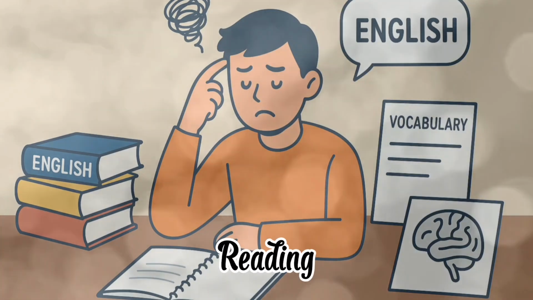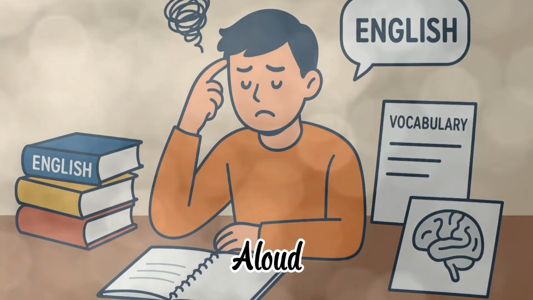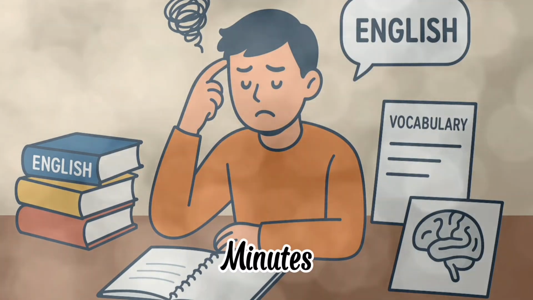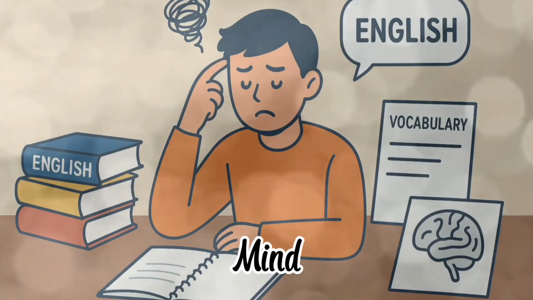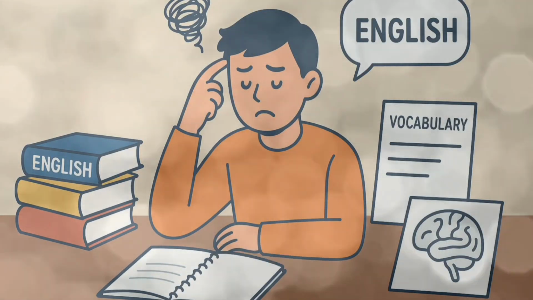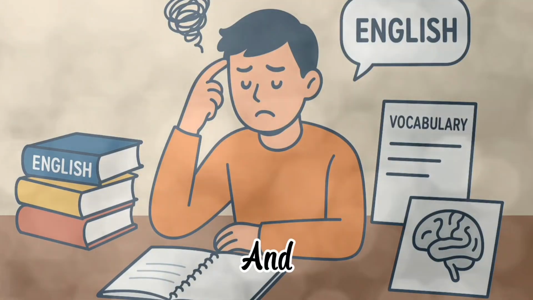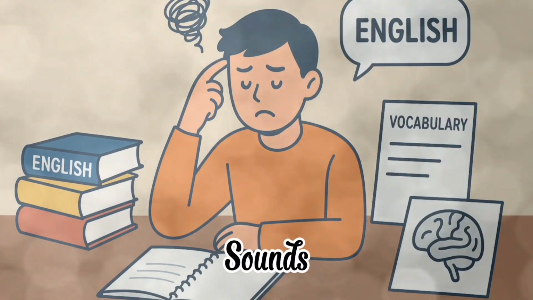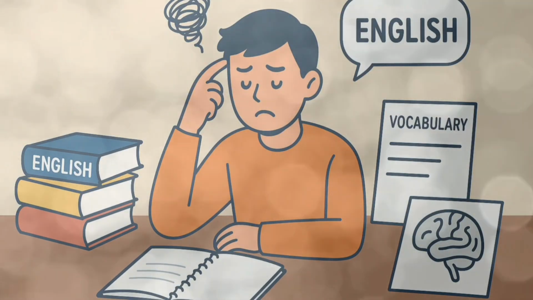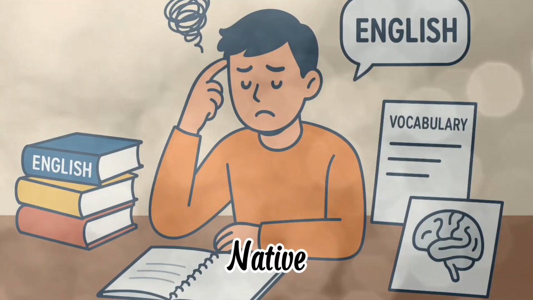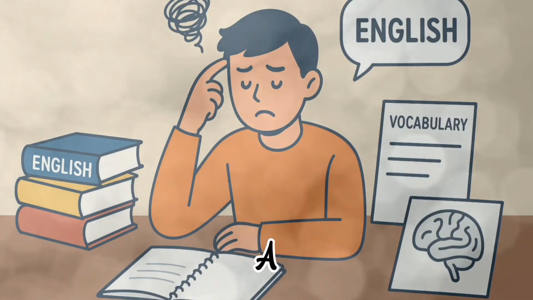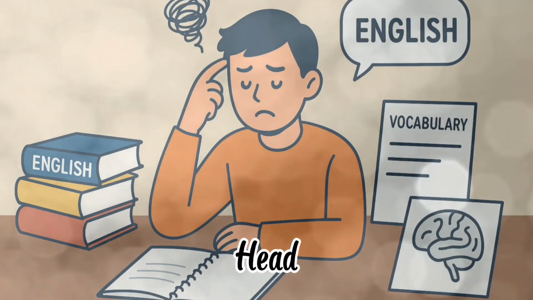Let's not forget reading aloud. When you read English aloud every day, even for 5 minutes, you train both your mind and your mouth to work together. Your tongue learns the sounds, your brain learns the flow, and your ear starts recognizing what sounds right. This is how you stop thinking in your native language, by making English a natural sound inside your head.